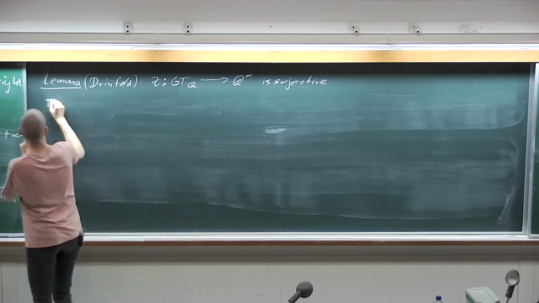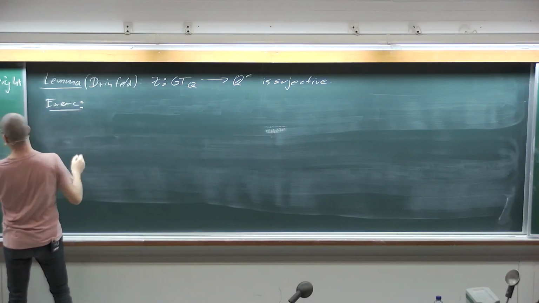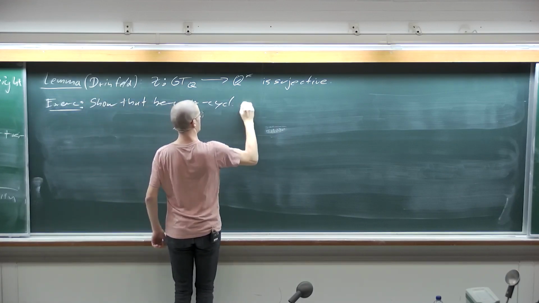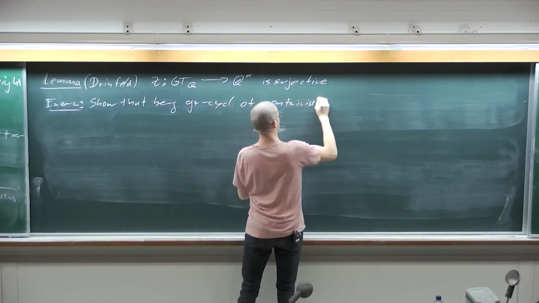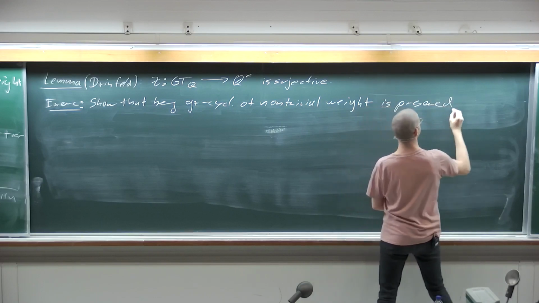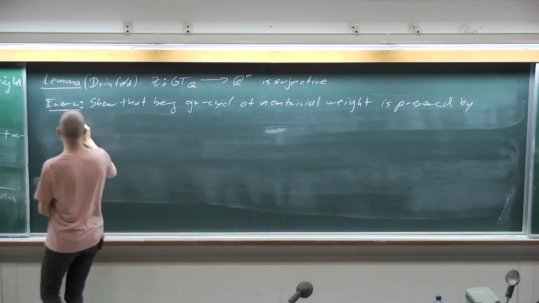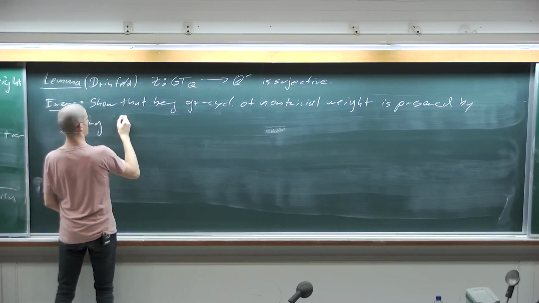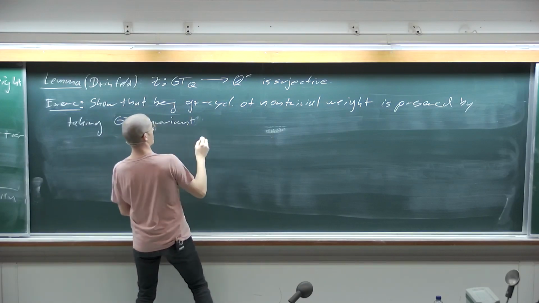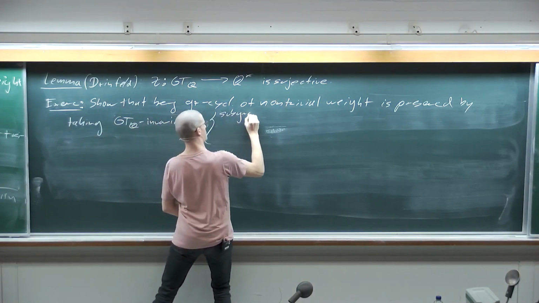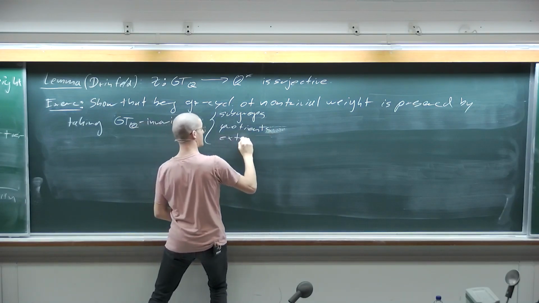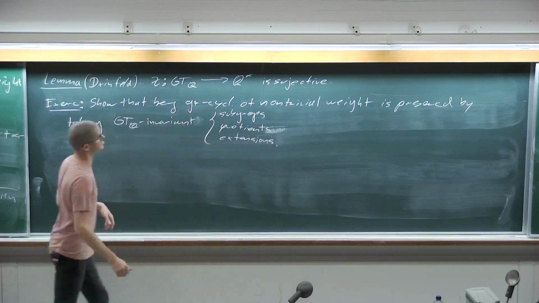Okay, maybe, as an exercise, show that being cyclotomic of non-trivial weight is preserved by all kinds of operations, namely taking GTQ-invariant subgroups, quotients, extensions, etc. So in particular, if one is careful with fringing issues, if some of the groups are non-abelian, this property passes through spectral sequences.